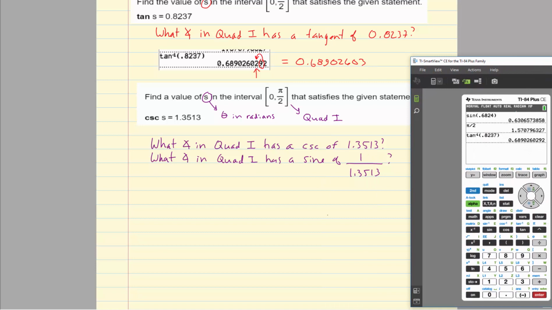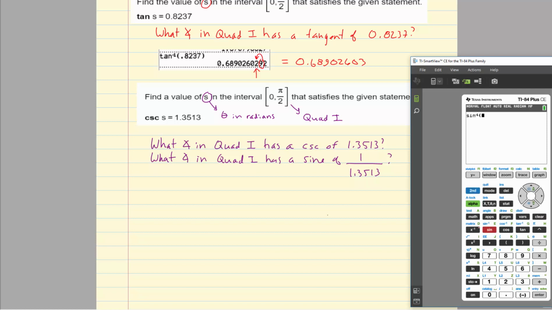So we're working in radians here. So let's come up here and look, and it does say radian. I'm going to clear everything out. So I'm going to have to say inverse sine in this particular case. So second inverse sine, because I don't have an inverse cosecant.